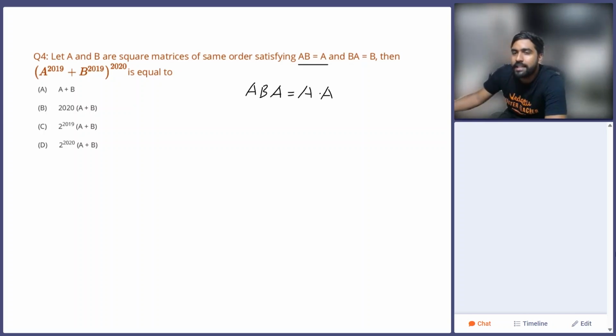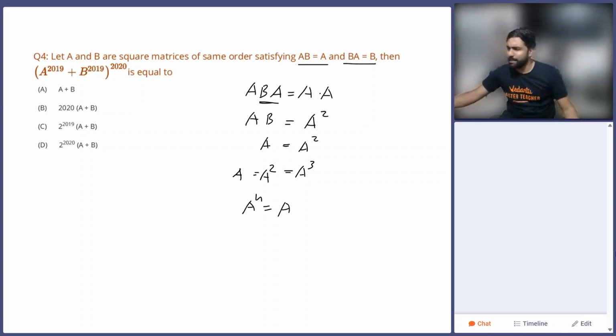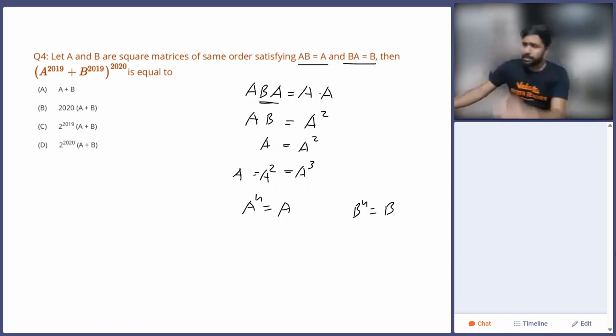Now over here I have A square, and over here BA I can replace as B, and I can write this as AB, which is nothing but A. So this means A cube, which is equal to A square, is again equal to A. So I can say that any power of A is simply A. By symmetry, the same logic applies for B also. Any power of B will also be equal to B, because it's exactly a symmetrical condition. So B power n will also be equal to B.